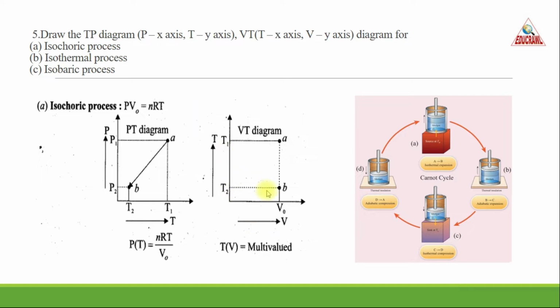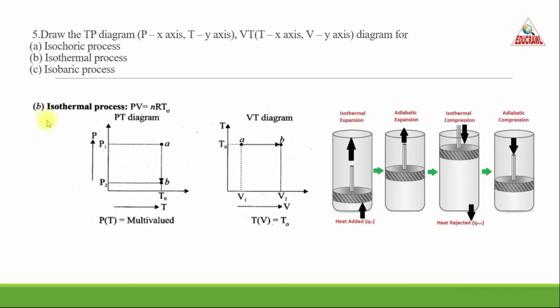Now the VT diagram. In x-axis volume is taken, y-axis temperature is taken. Generally in isochoric process the volume will be constant. So if the temperature is increasing from T1 to T2, if the temperature varies, the volume will still be constant only, which is V0. Now we shall draw the diagram for isothermal process.